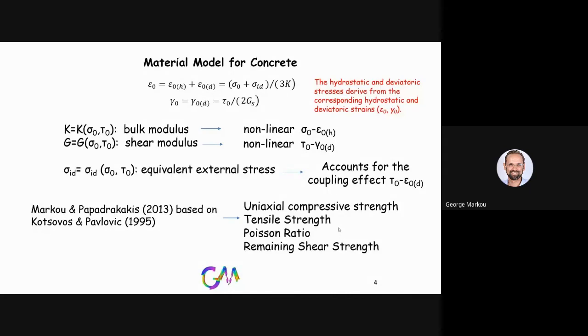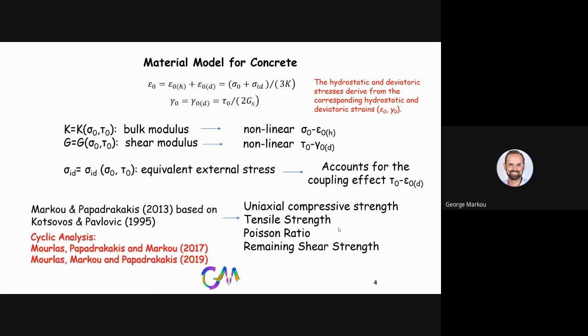Now, the advantage of this material model is the fact that we only need to define the uniaxial compressive strength and the tensile strength, and of course, upon isolation, the remaining shear strength after a crack has occurred. So if we have a crack, along the crack plane, we assume a remaining shear strength. And therefore, this is very simple for any type of user to define the material properties of the concrete that they want to model, either monotonic or cyclic analysis.